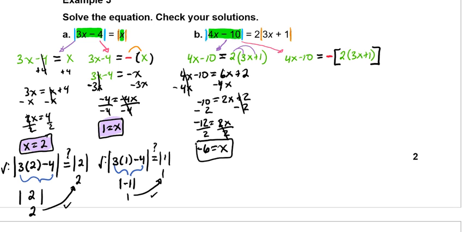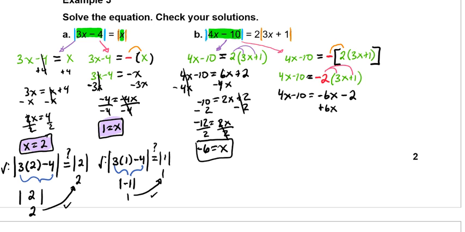Now to do this second problem, we're going to begin by distributing that negative to the inside. So what we're really looking at here is 4x minus 10 equals negative 2 times 3x plus 1. And so now we're going to distribute that negative 2. And that's going to give us 4x minus 10 equals negative 6x minus 2.